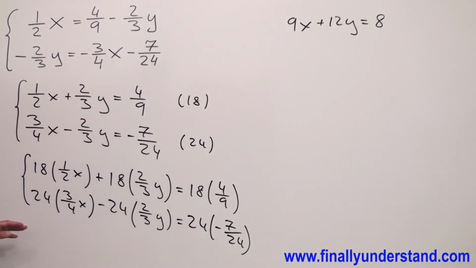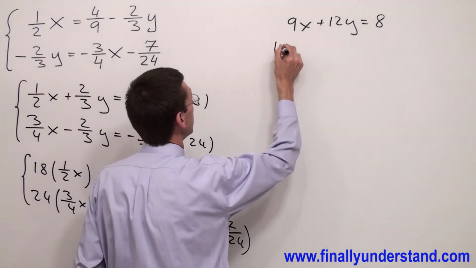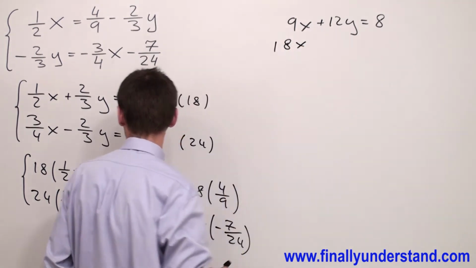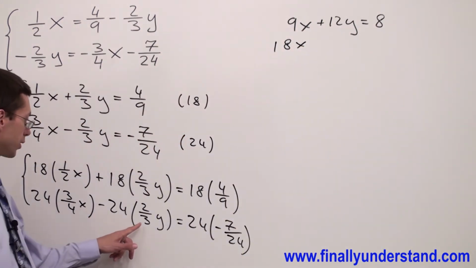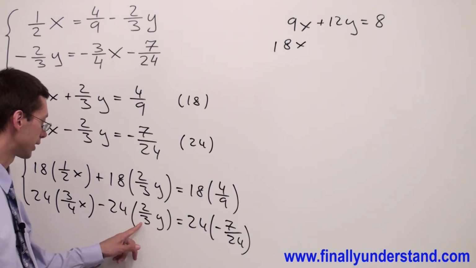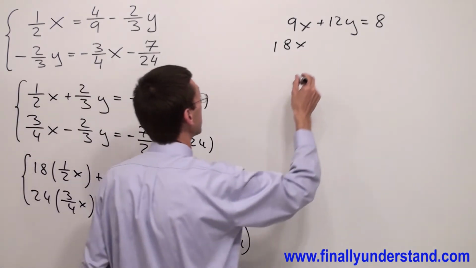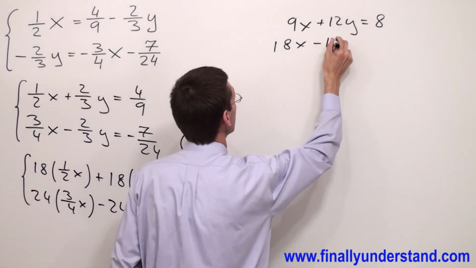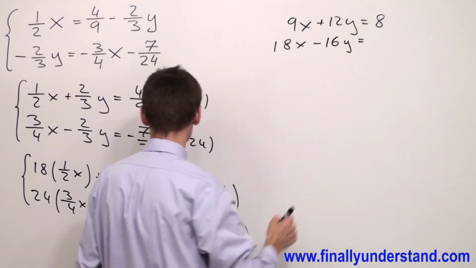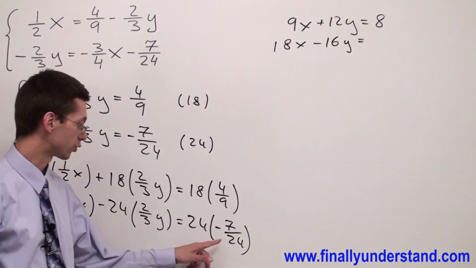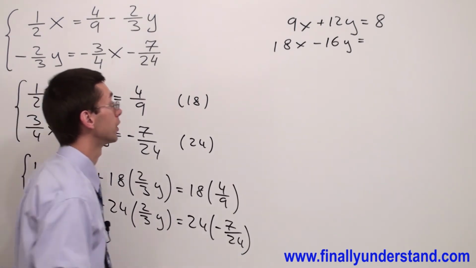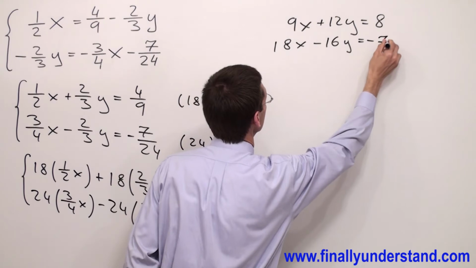Let's take a look at the second one. We have 24 divided by 4 is equal to 6. 6 times 3 gives me 18x. Negative 24 divided by 3 is equal to negative 8. Negative 8 times 2 is equal to negative 16. Negative 16y equals, and I have 24 and 24 will cancel out, and I'm going to end up with negative 7.